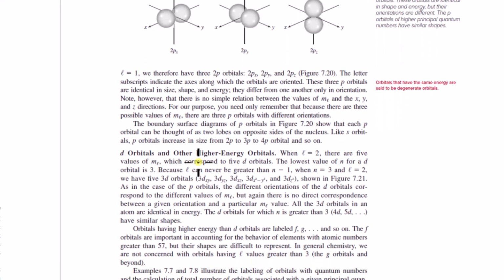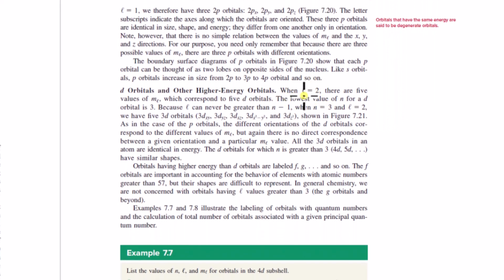Okay, d orbitals and other higher energy orbitals. When L is equal to 2, 2L plus 1 is equal to 5. So the orientation quantum numbers are minus 2, minus 1, 0, 1, 2. That's 5. So there are 5 values of m sub L, which correspond to 5 d orbitals. The lowest value of n for a d orbital is 3. Why is that? Because the L value for a d orbital is when L is equal to 2. Remember, the L value specifies the orbital. Is it s, p, d, f? So you have to have at least an n value equal to 3.